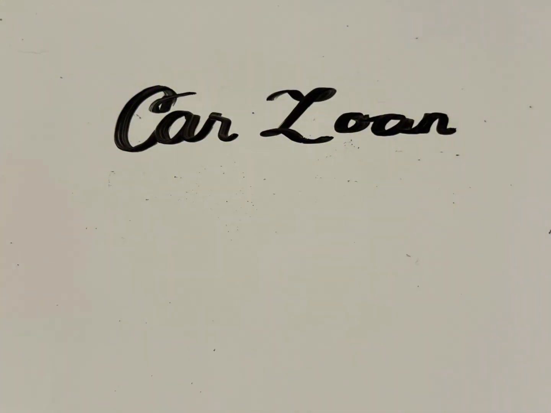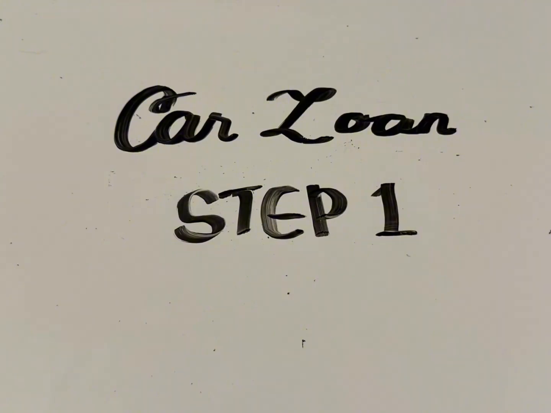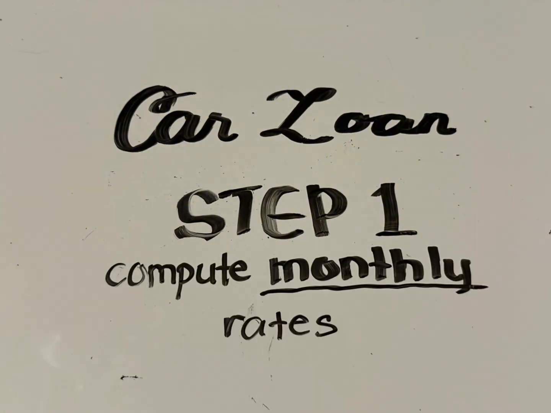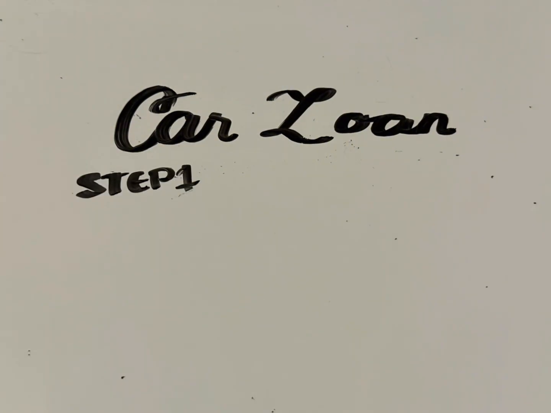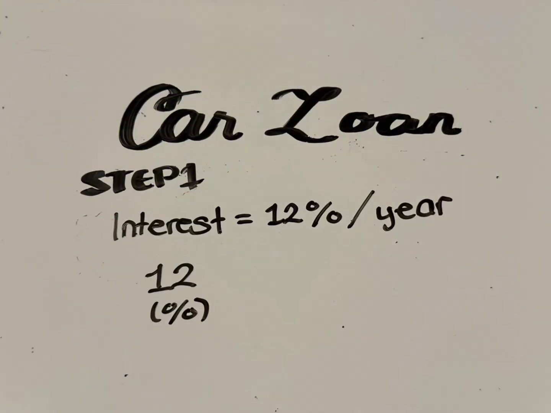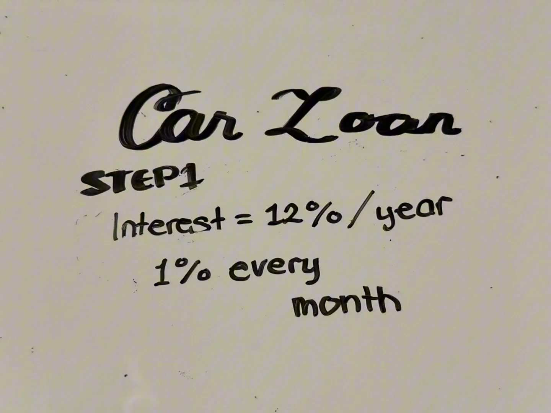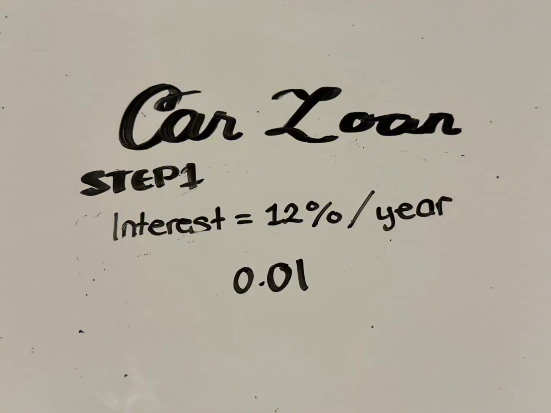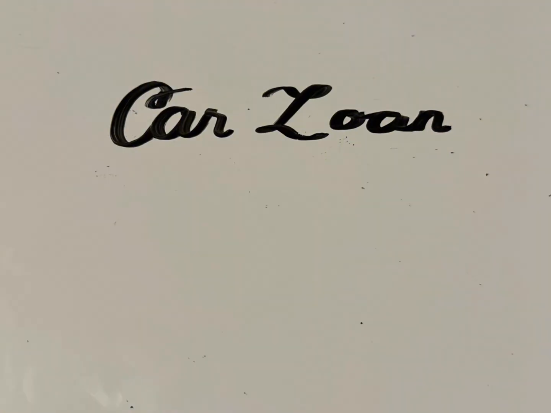First, step 1. Compute monthly rates. The interest rate is 12% per year. Divide the percentage into 12 months, which is equal to 1, or 1% every month. Or for those who like decimals, 0.01.